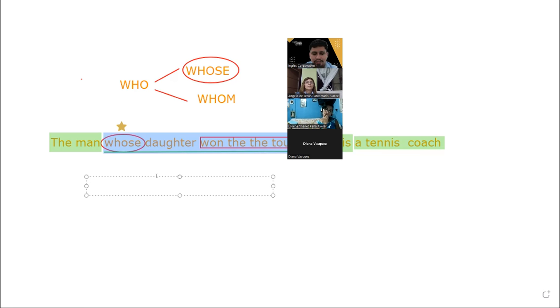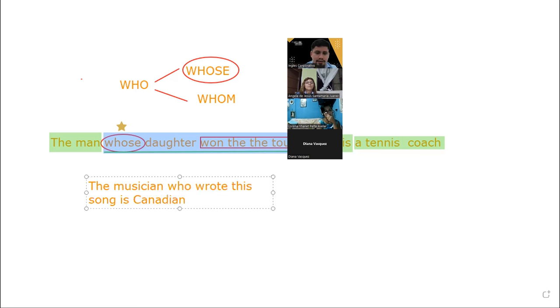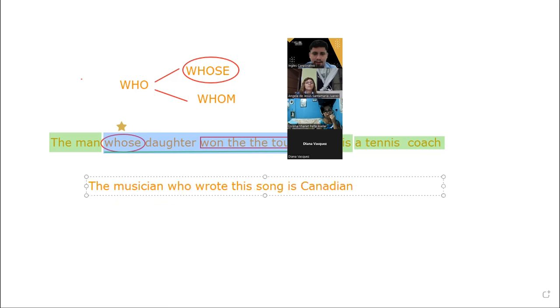For instance, this is an example using just who: the musician who wrote the song is Canadian. Okay, take a look at this. We always have three elements: the subject, the verb, and sometimes a complement. Sometimes it's not necessary to add a complement, but sometimes we can include it to give a better understanding of the sentence. Subject, verb, and complement: the musician is Canadian. Easy, right?